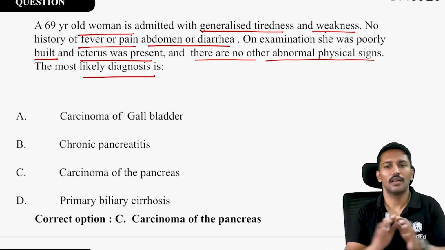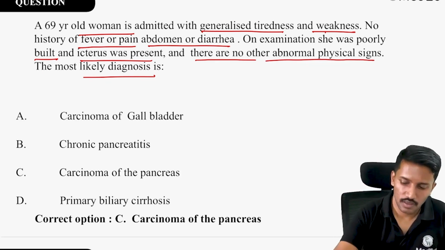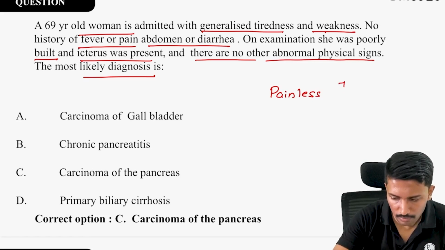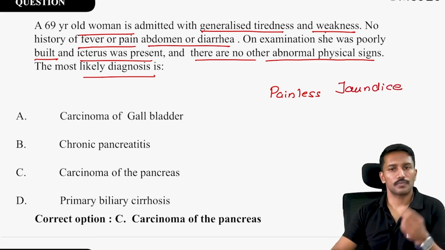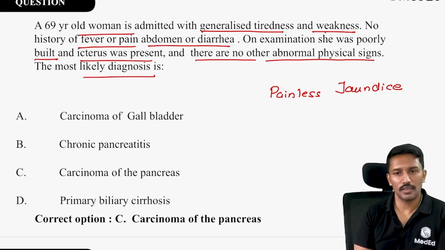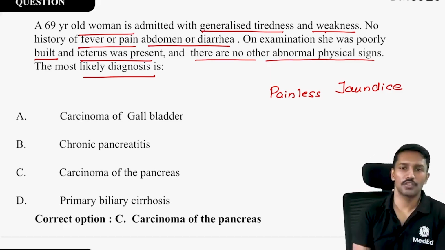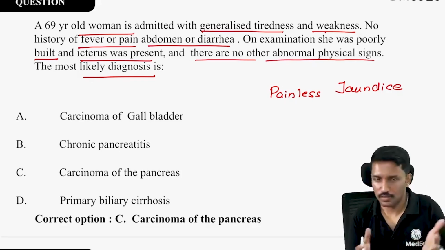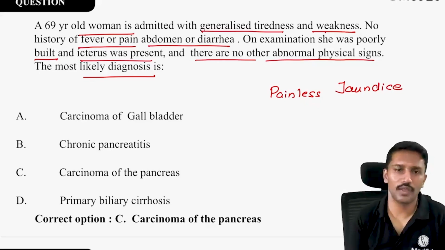So basically, if I have to give you a one-word summary of this patient's question, that would be painless jaundice, right? She doesn't have abdominal pain, but she has jaundice. Now, in viral hepatitis, some degree of abdominal pain is very common. In cholelithiasis causing obstruction of the CBD, abdominal pain or colic is very common. If I have a carcinoma of the gallbladder, pain is very common.